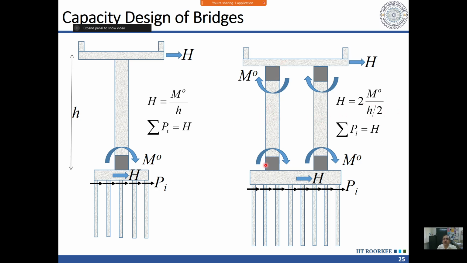So these will be subjected to much larger shear force as compared to the corresponding cantilever pier, because the effective height is half. So the shear force here will be double. So we will calculate that shear force, and that shear force will be transferred to the foundation. So the foundation should be designed for this shear force.